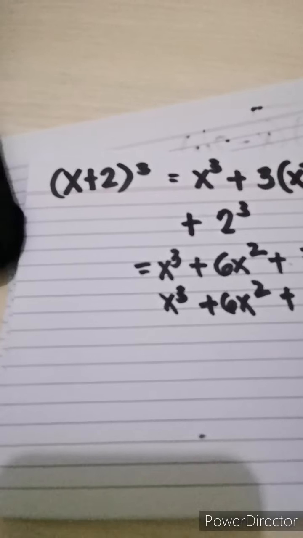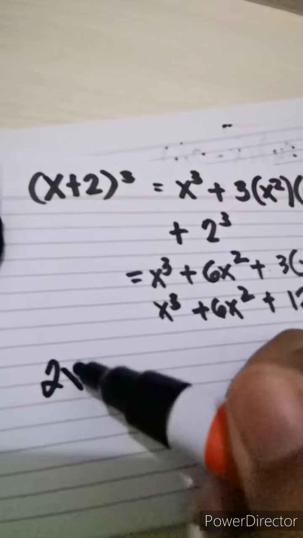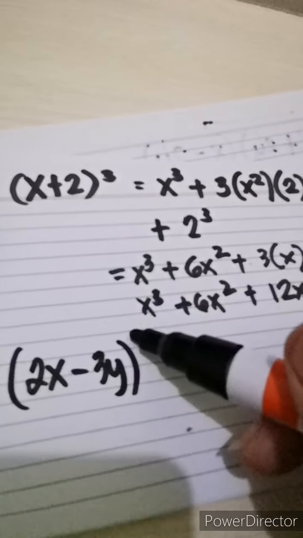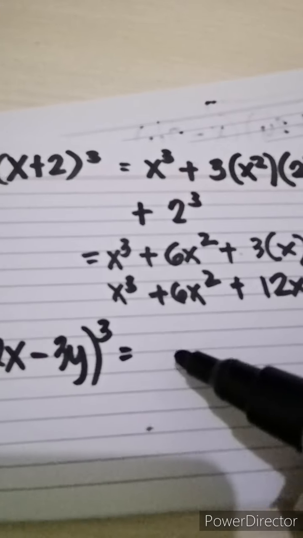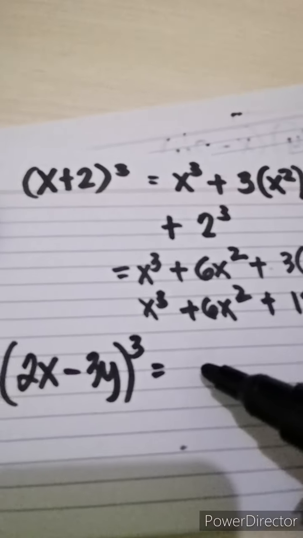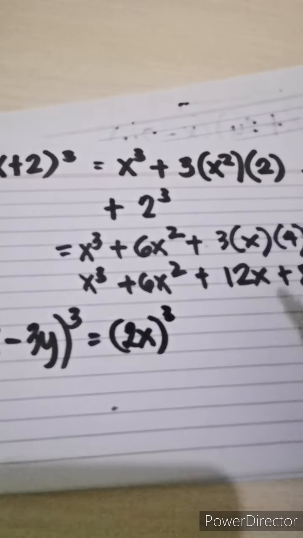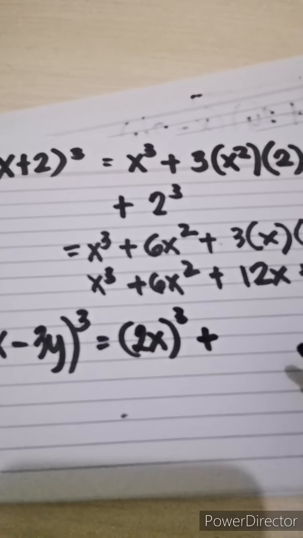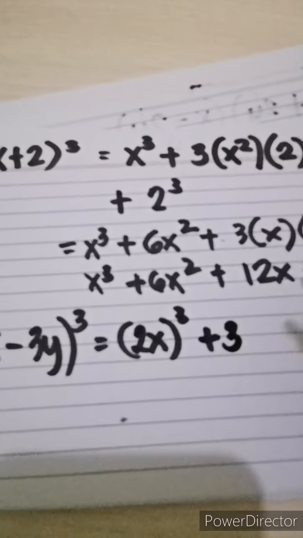So, anong gagawin natin? So, magbibigay ako ng halimbawa, 2x minus 3y. Then, we have to cube it. Okay. So, anong gagawin natin? Ang una, ang sabi, cube the first term. Our first term is 2x. So, we have to cube. Then, plus. Mamaya na lang natin baguhin ang sign sa final answer. So, plus muna tayo with a constant 3.